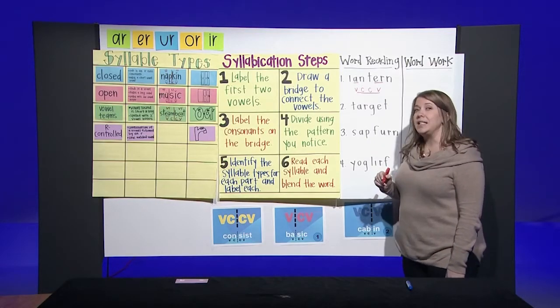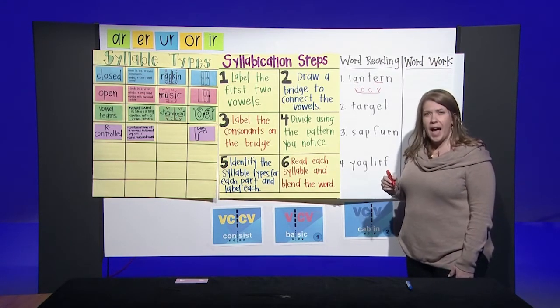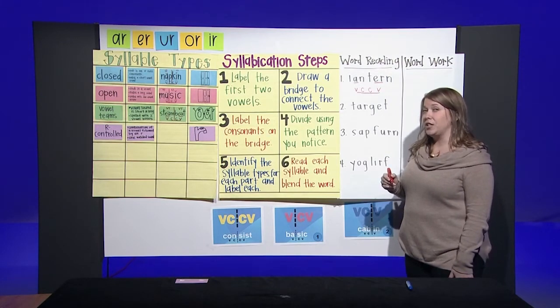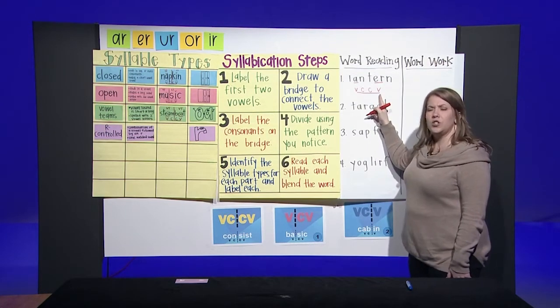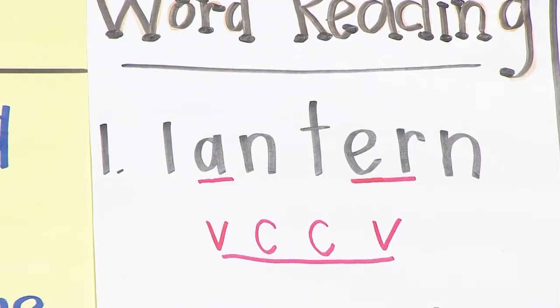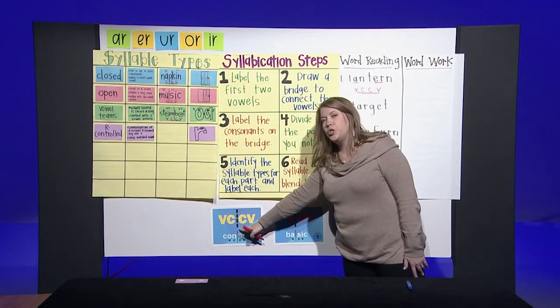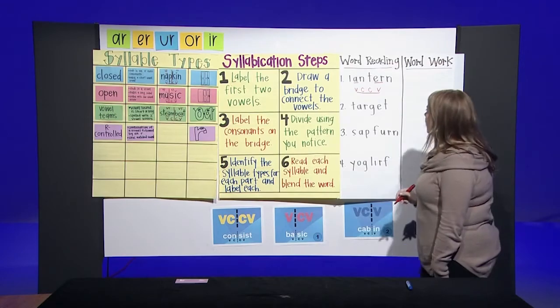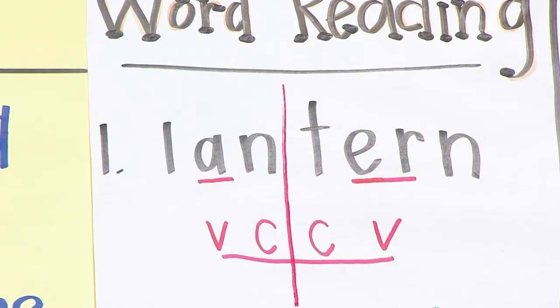Step 4 asks me to divide using the pattern I notice. What do you remember about the patterns as we've been learning syllabication? That's right. That's what we see on the bridge. That's what I mean when I say pattern. V, C, C, V is the pattern I see here. And we've already used that pattern in several lessons. If we look down here at our syllabication chart, it tells me to divide between the consonants. So let's draw a line dividing my consonants.